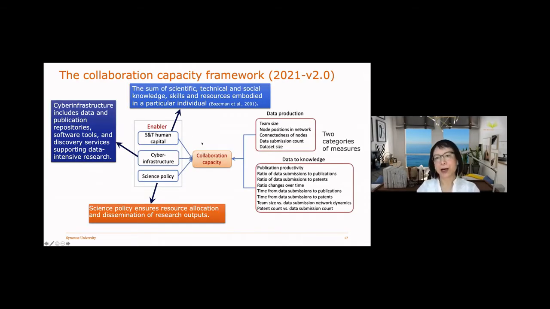Okay, so that is the visualization of networks. By the way, the network is combined data submission as well as publication, two networks combined together. That's from 1994 to 2018.